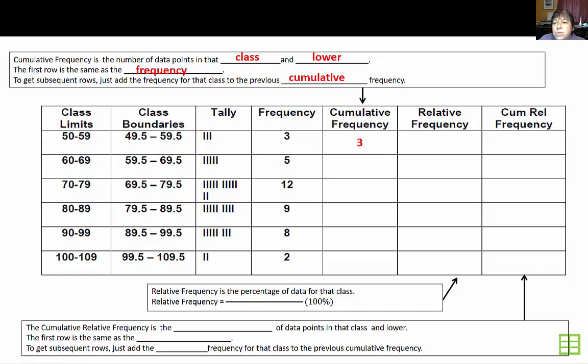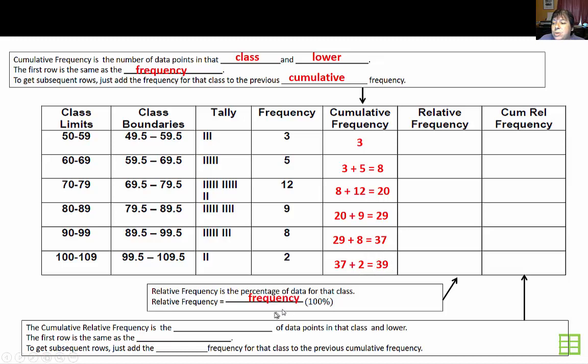Now, to get subsequent rows, just add the frequency for that class to the previous. So if I said, how many people scored 69 and lower? Well, it would be these 5 plus these 3. So you go 3 plus 5, it's 8. How many scored below 70? That would be 79 and lower. That would be the 8 plus 12, 89 and lower, 99 and lower, and 109 and lower. When you get to the end of the table, this should always equal your total frequency for that class. So that's your N. All right.